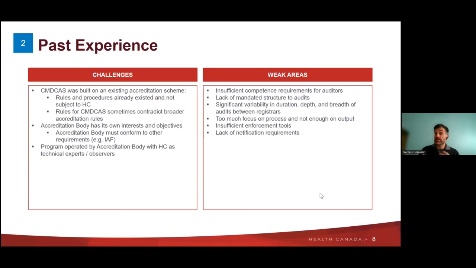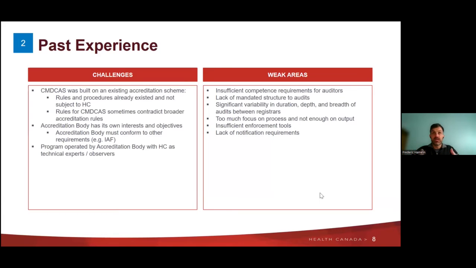The other thing we needed to recognize is that because we were leveraging the work of an accreditation body, in this case the Standards Council of Canada, but it could have been any other accreditation body, they have their own interests and objectives, right? They are operating a program to suit specific objectives, which may or may not align with those of us as a regulator. And while we did have a memorandum of understanding with them, they were not subservient to us. They did not respond to us. We couldn't basically tell them exactly what to do.